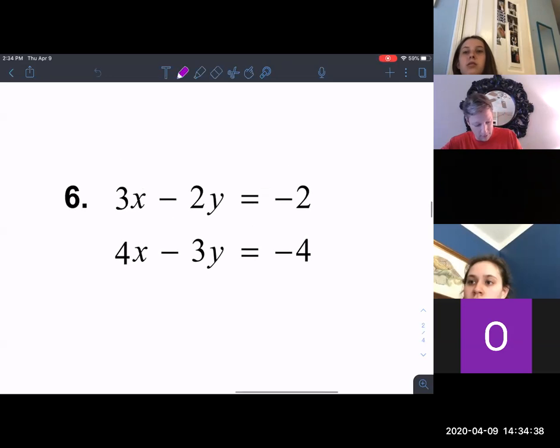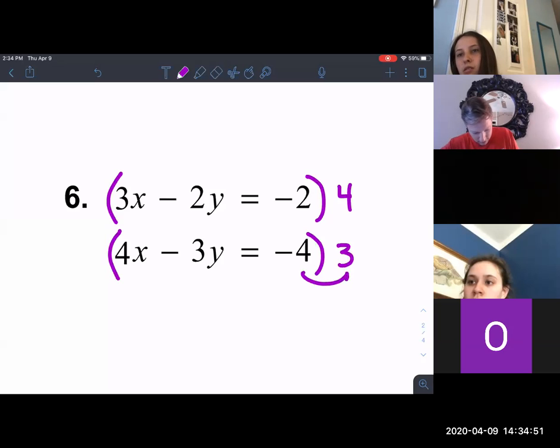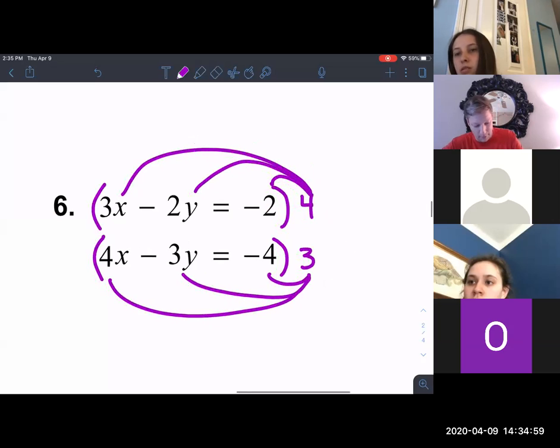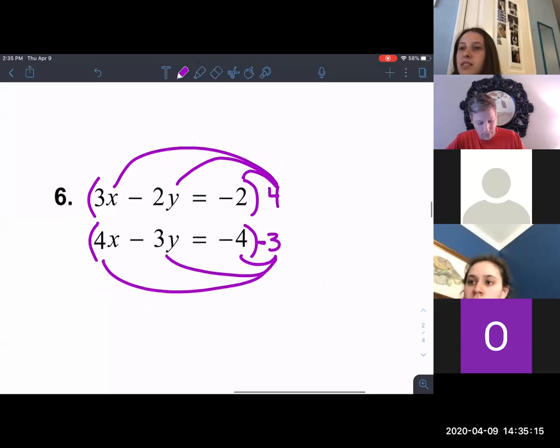This is how we would do it. We'd have to turn this into a 12, so we'd have to multiply this equation by 4. And to turn this term into a 12, we'd have to multiply this equation by 3. But that's going to turn them into the exact same number, and we don't want the exact same number. We want opposites. So I can multiply the top equation by -4, or I can multiply the bottom equation by -3. Either way, that's going to give us different signs on our terms. So that would work.